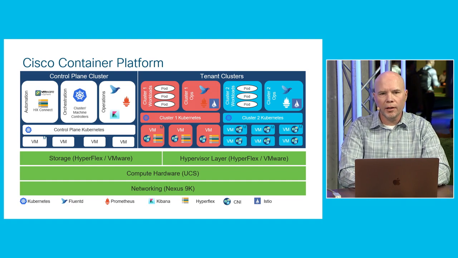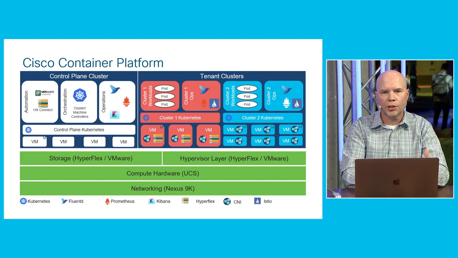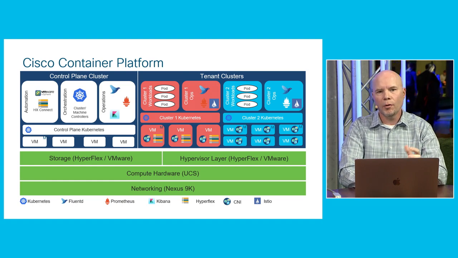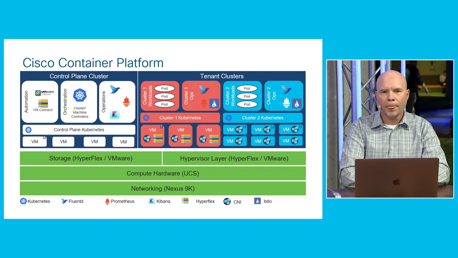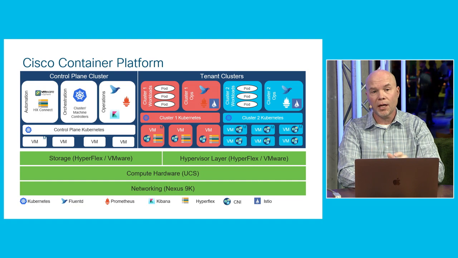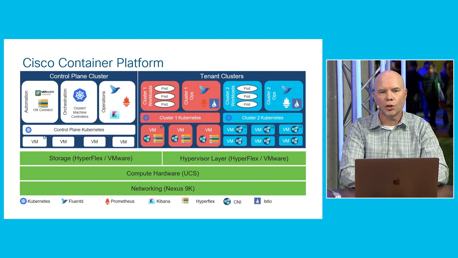So really quick, what does it look like to deploy a CCP environment? The first thing you would do, once you receive the bits, is deploy a control plane cluster on whatever hardware you're working on. For example, today, you can deploy CCP right on top of a vSphere environment or on top of a HyperFlex environment and so forth.